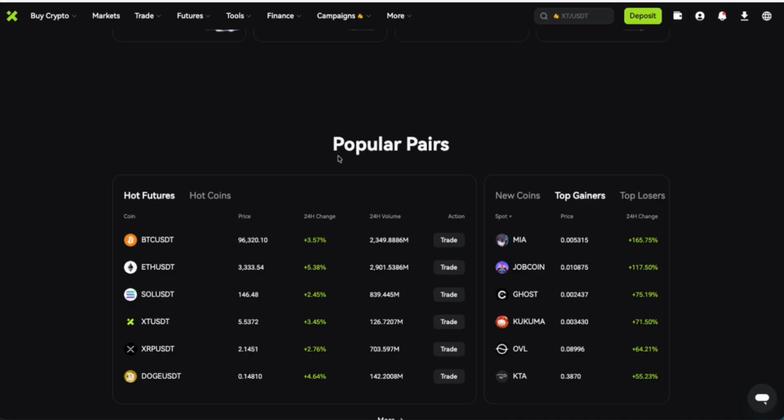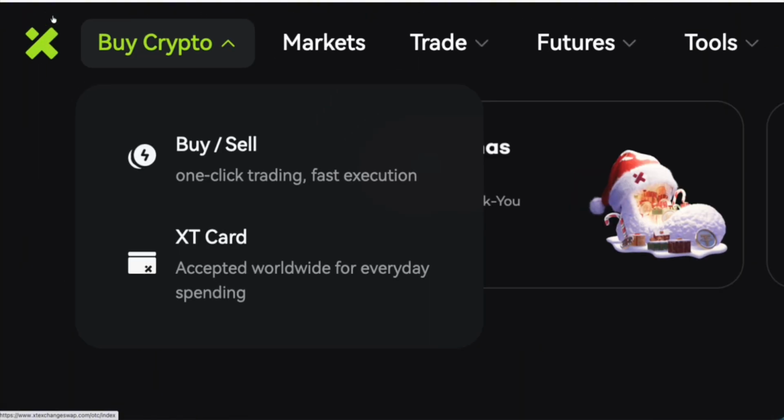So to be able to buy and sell crypto using the XT exchange, the first thing you want to do, you see at the top here where it says buy crypto. If you hover over it, you will see where it says buy, sell, and then you see where it says XT card. So if you have your crypto asset, you want to spend it via your card, you can apply to get the XT card and you can use it to spend your crypto. But we're going to click on the buy, sell, which is the one-click trading fast execution.